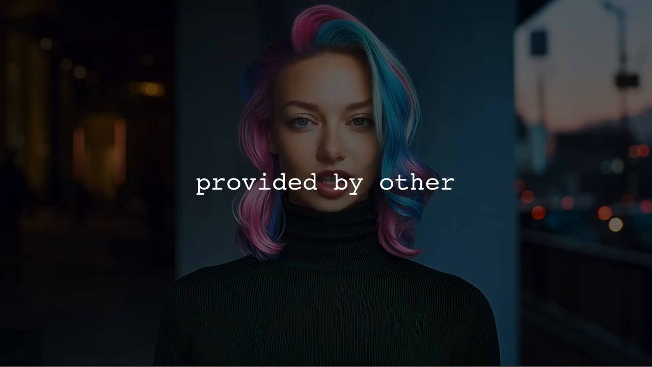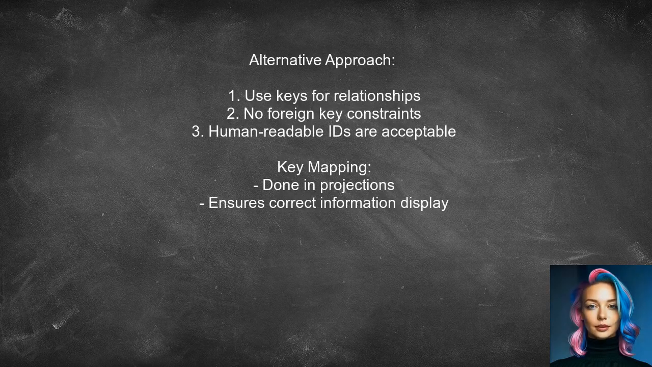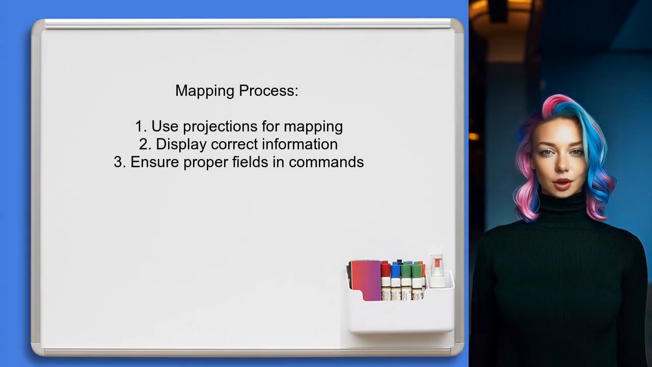Now let's look at the answers provided by other users. This user suggests managing relationships using keys without enforcing foreign key constraints like in traditional databases. They emphasize that a user ID can be a human-readable identifier, and there's no strict requirement to link via GUIDs. They also mention that mapping between different identifiers is handled in projections, which help display the correct information and ensure the proper fields are included in your commands.